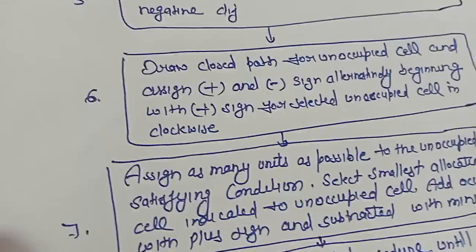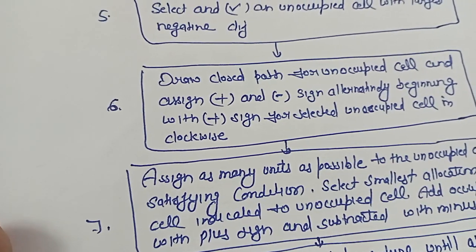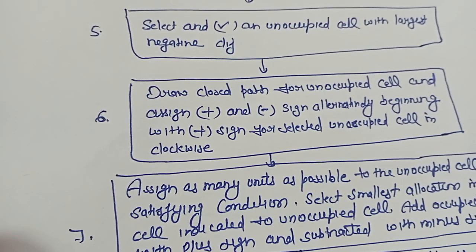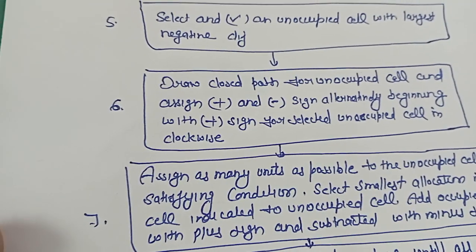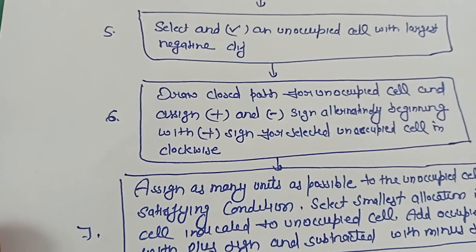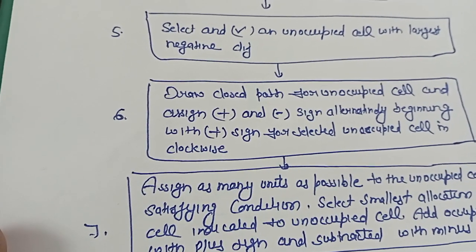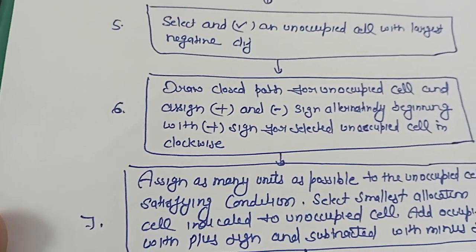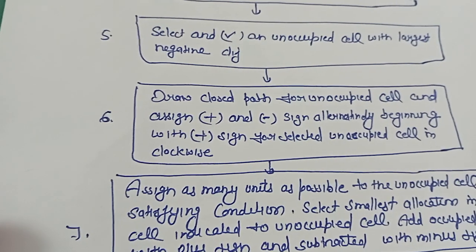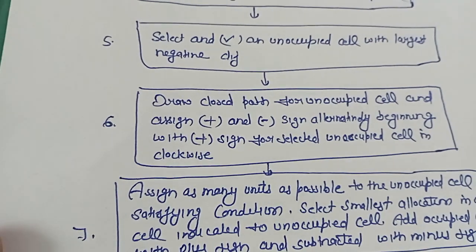After that, we move to the next step. Assign as many units as possible to the unoccupied cell, satisfying the constraint condition. The smallest allocation in a cell with a negative sign on the closed path indicates the number of units that can be transported to the unoccupied cell. This quantity is added to all the occupied cells on the path marked with a plus sign and subtracted from those occupied cells on the path marked with a minus sign.